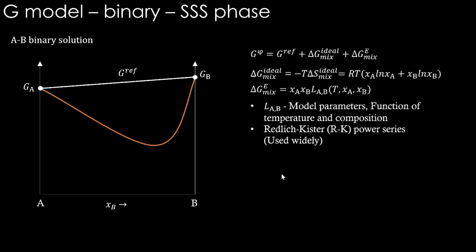Now for any other solution, we have to generalize this. So this is some other solution. Delta G E mix XS is equal to x_A x_B L_AB. This L_AB is a function of temperature and composition. So you see x_A, x_B, T all are here. So these L_AB model parameters represent a function of temperature and composition, and they are represented using the Redlich-Kister power series for the temperature dependency. Let's see them in detail.